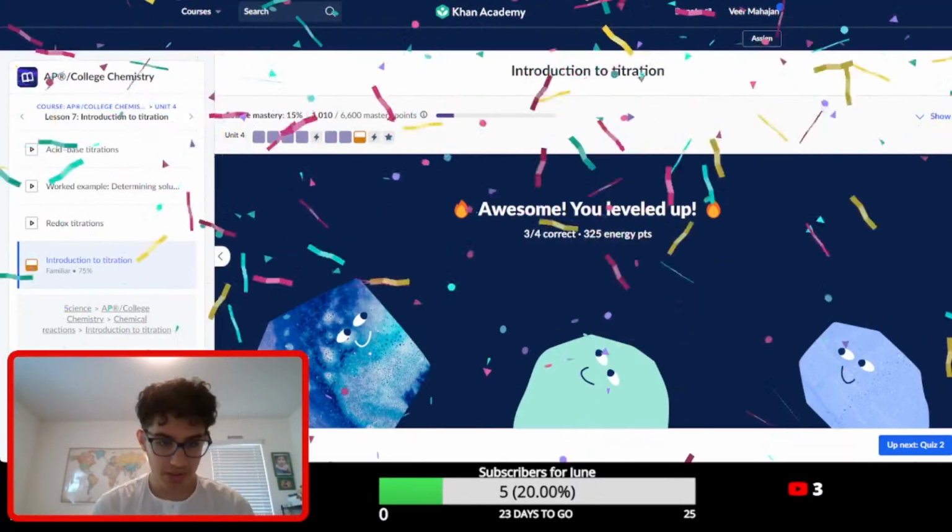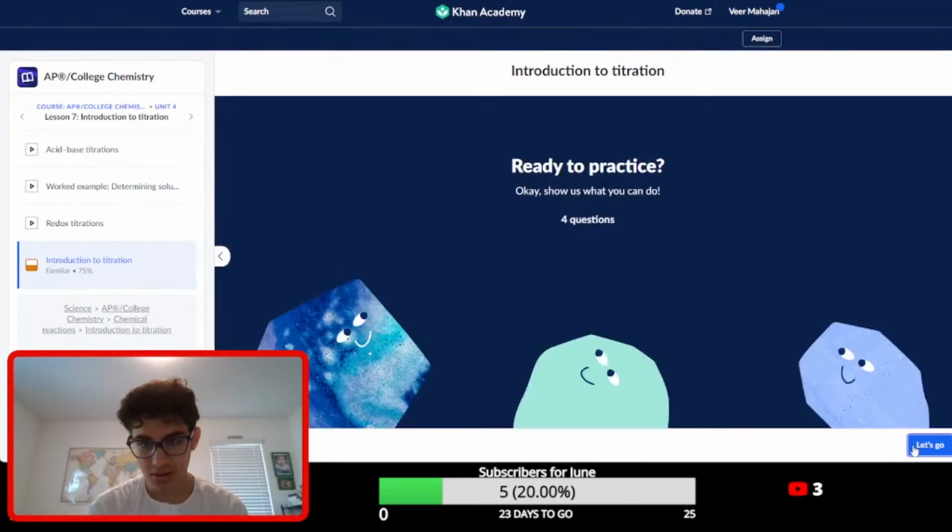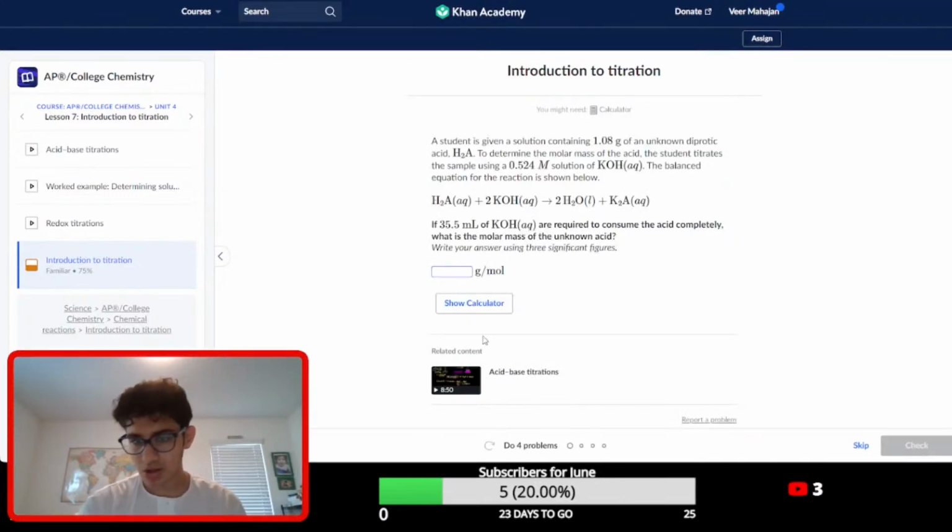Let's try it again using that information. Okay, we've got a solution containing 1.08 grams of an unknown diprotic acid. To determine the molar mass of the acid, the student titrates a sample using a 0.524 molarity solution of KOH aqueous. The balanced equation is shown below. So that's a balanced equation. That means that there are 2 times as many moles of potassium hydroxide than the unknown diprotic acid.